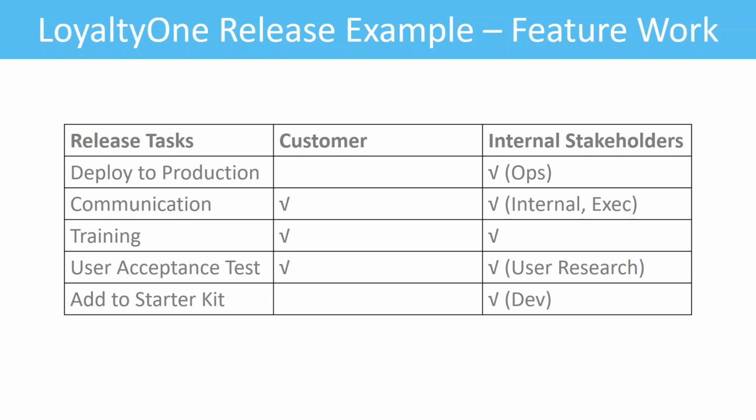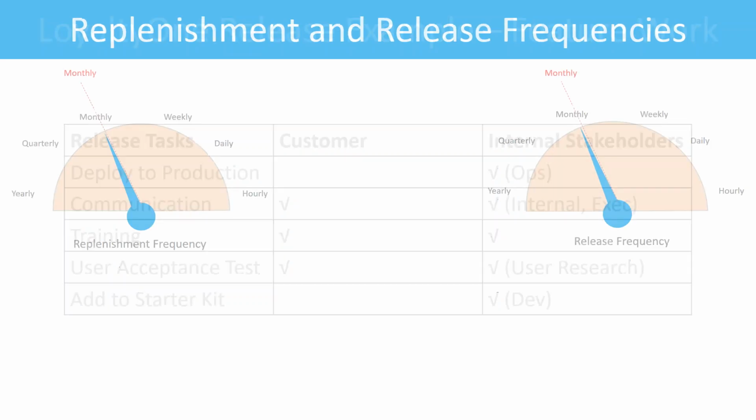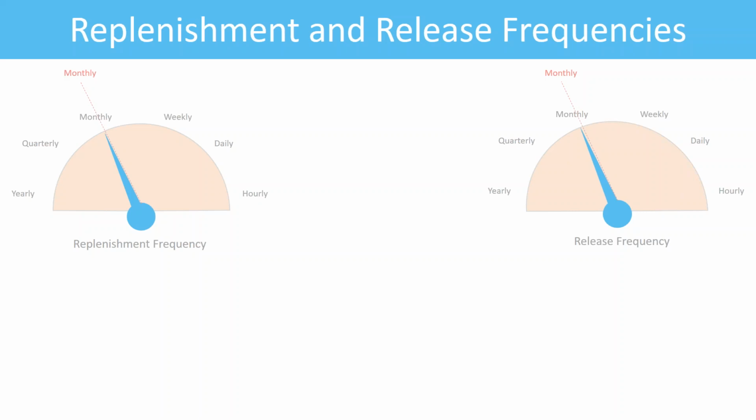So basically, if we have a release frequency, it's so much easier to coordinate all these activities that are going on, both from the customer's perspective, as well as the internal stakeholders' perspective. So that's what we're using release frequency for in Loyalty One. And then once you have these two dials, you can see this is the dashboard we're trying to create with 2 out of the 3 components that we talked about already. The release frequency on the right-hand side, the replenishment frequency on the top left side.